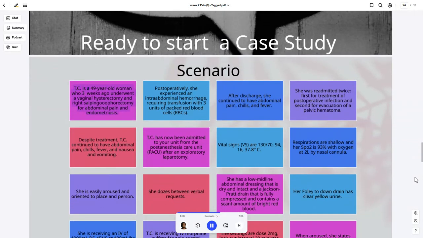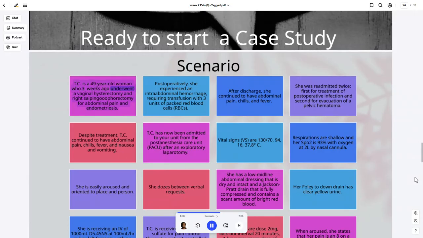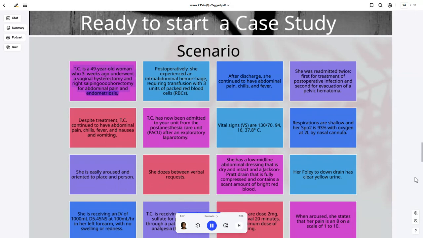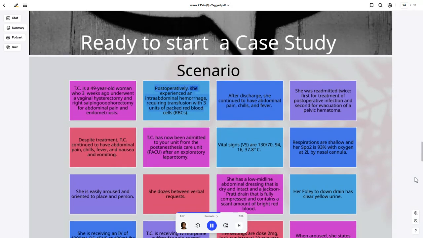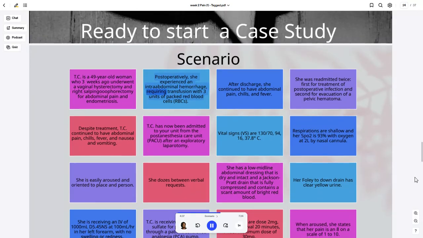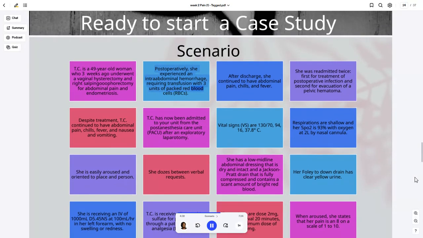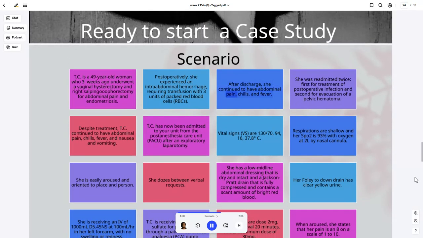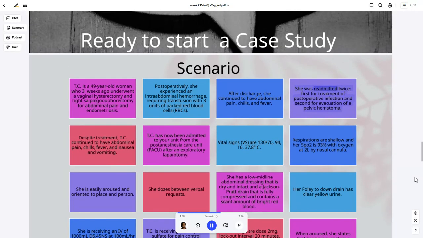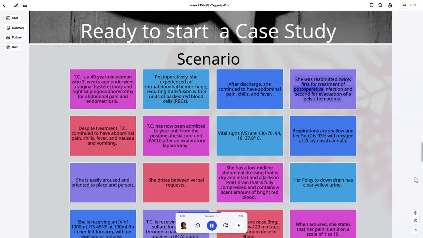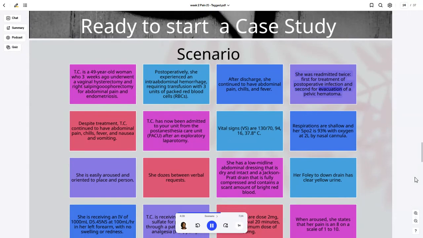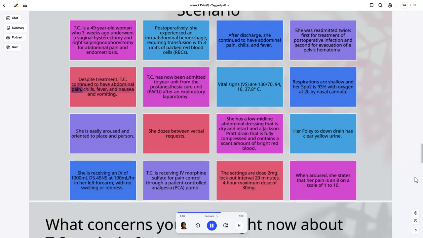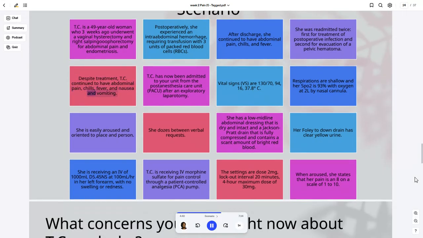Scenario. TC is a 49-year-old woman who 3 weeks ago underwent a vaginal hysterectomy and right salpingo-oophorectomy for abdominal pain and endometriosis. Postoperatively, she experienced an intra-abdominal hemorrhage, requiring transfusion with 3 units of packed red blood cells (RBCs). After discharge, she continued to have abdominal pain, chills, and fever. She was readmitted twice, first for treatment of postoperative infection and second for evacuation of a pelvic hematoma. Despite treatment, TC continued to have abdominal pain, chills, fever, nausea, and vomiting.